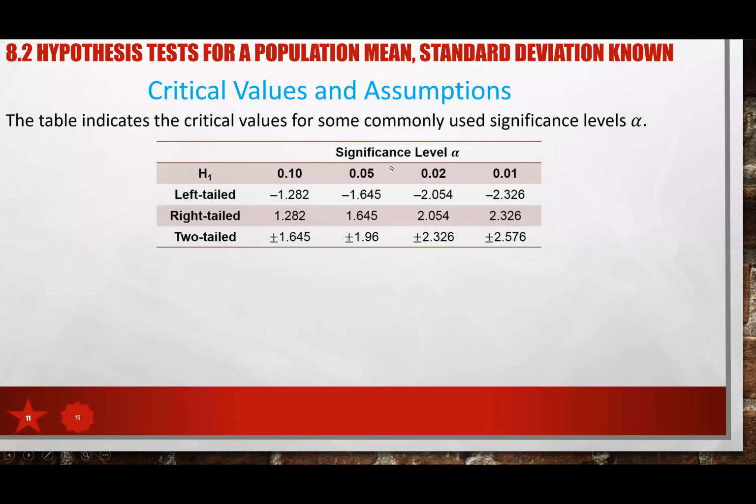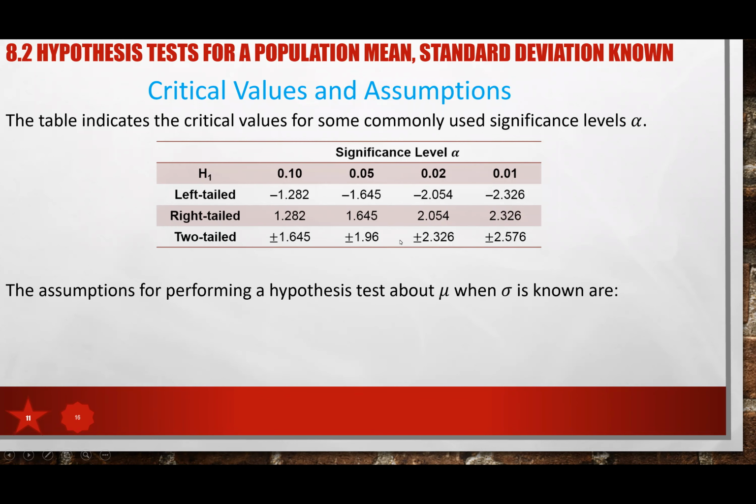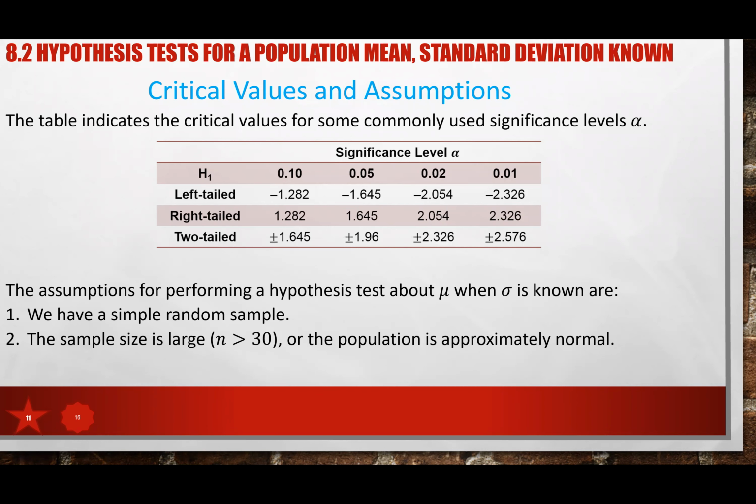For now, just know that this will be our reference table to find a critical value. And again, the assumptions for the hypothesis test are similar to your confidence interval and your central limit theorem. We have to have a random sample, and our sample size has to be bigger than 30. If not, the population has to be normal. It's one or the other. Those are our assumptions.